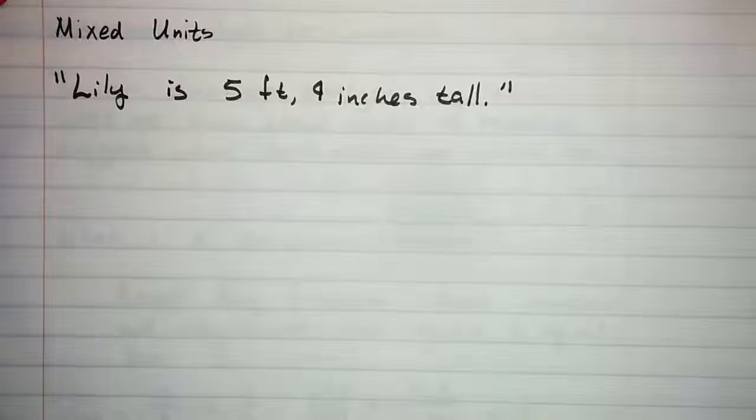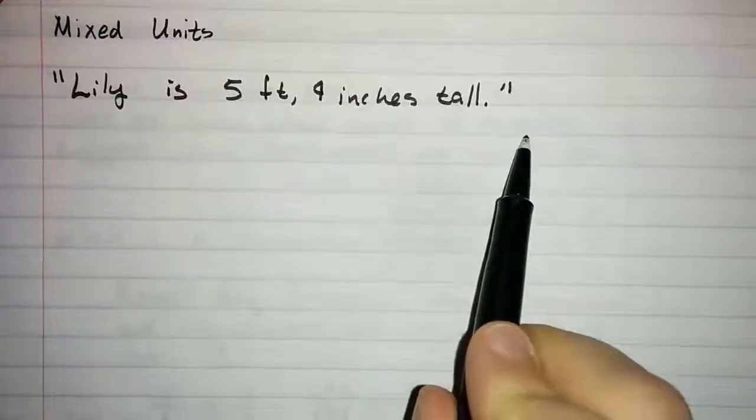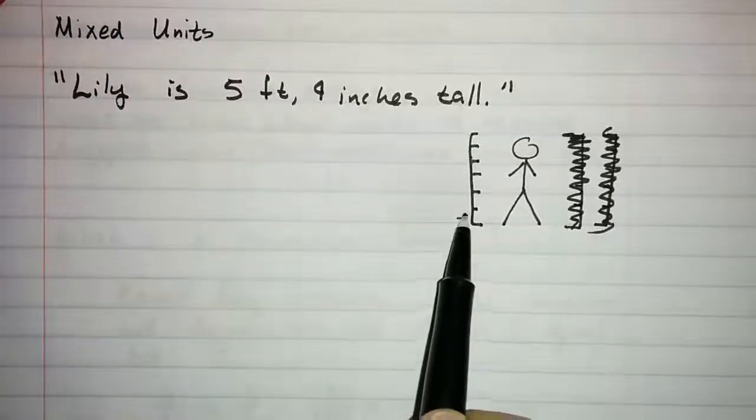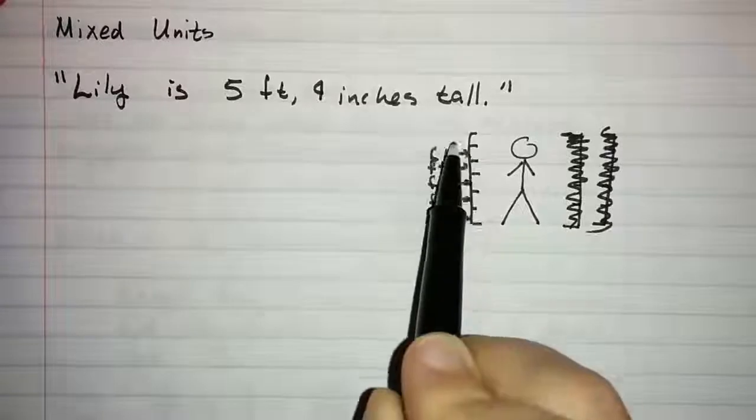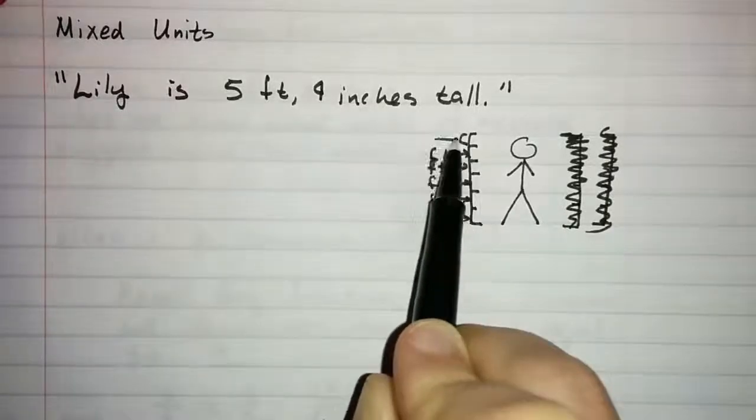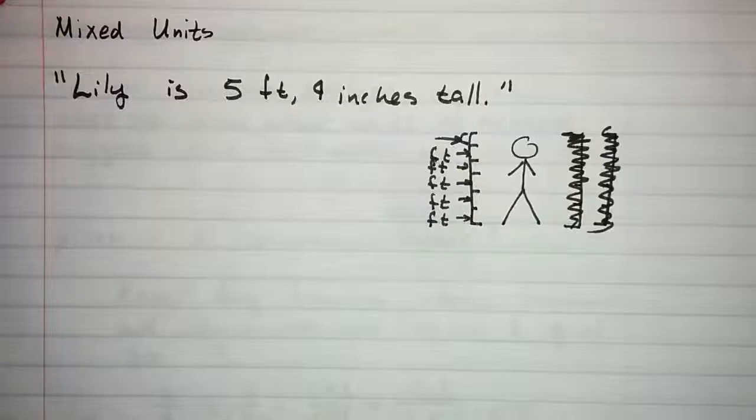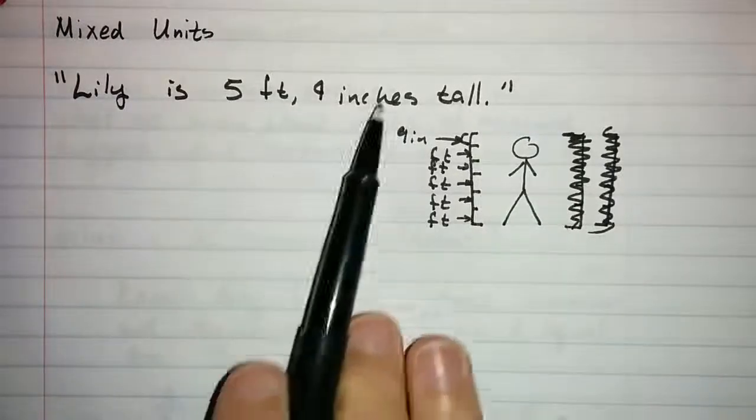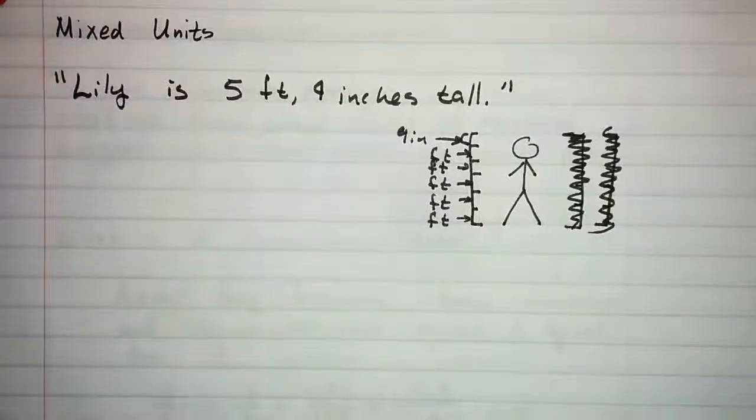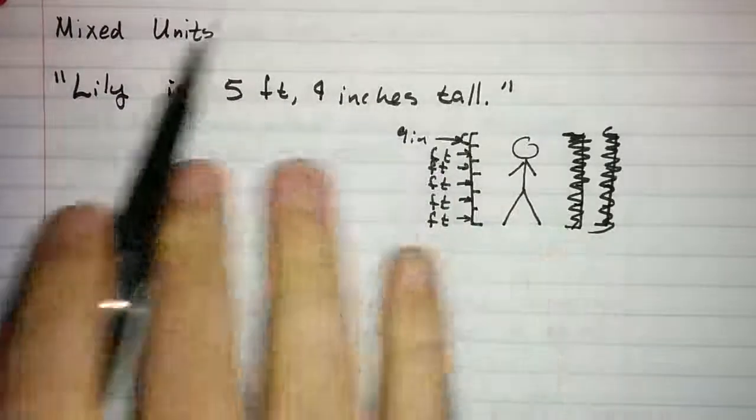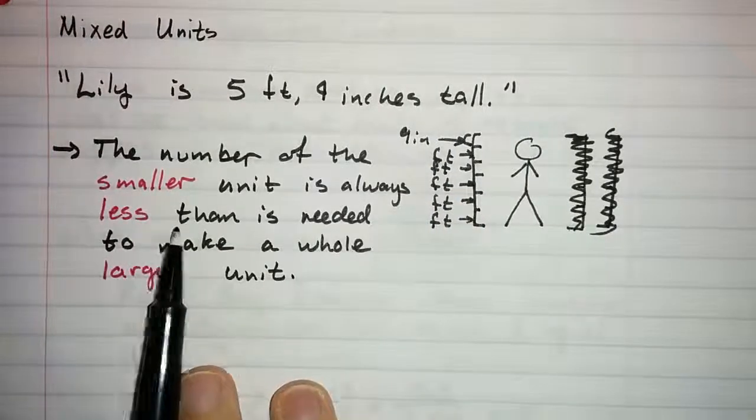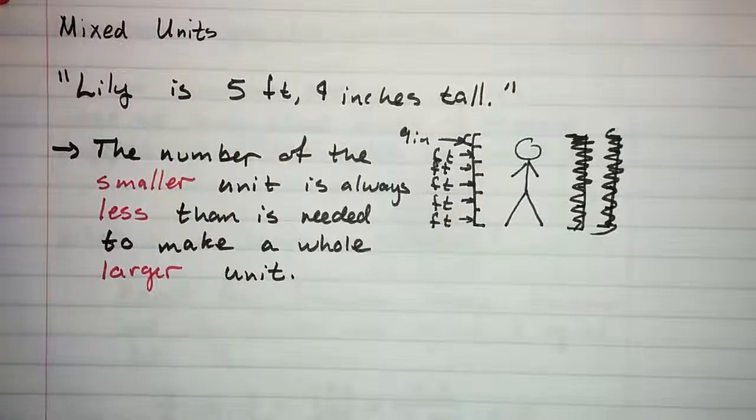What does this mean? That means if we look at Lily and we have her stand up against a ruler, her height will be 5 feet and then a bit more. The bit more is not enough to make a whole other foot. It's just another 9 inches. This is a common way of expressing partial units. And we should note that when we use this, the number we have of the smaller unit is always less than we would need to make a whole one of the larger unit.